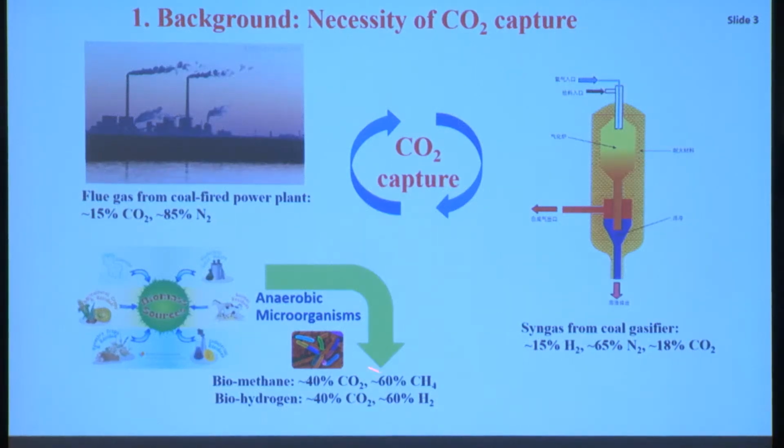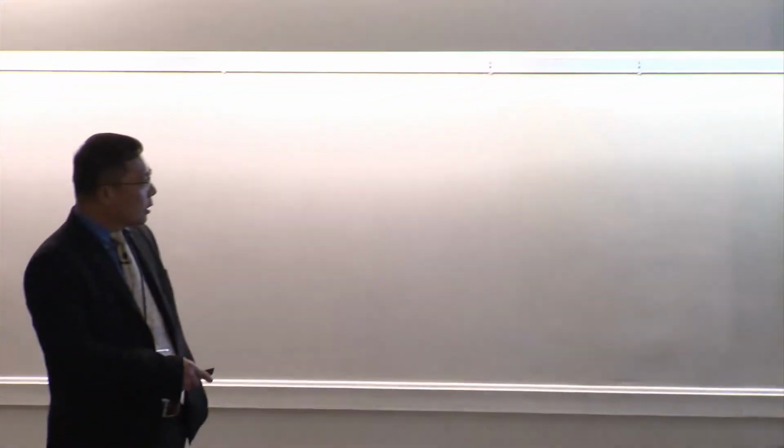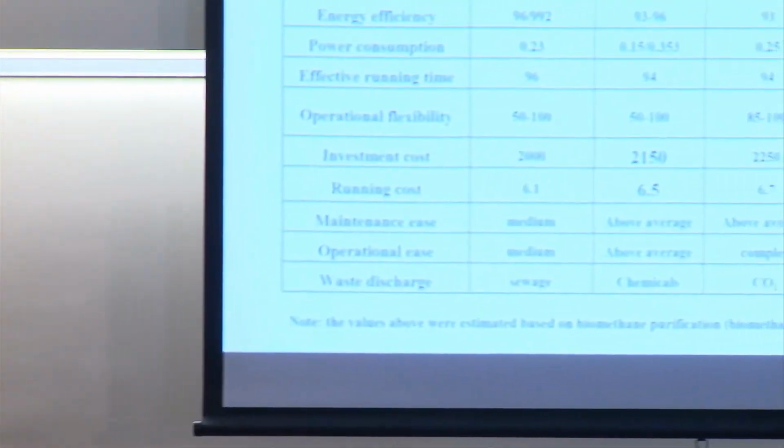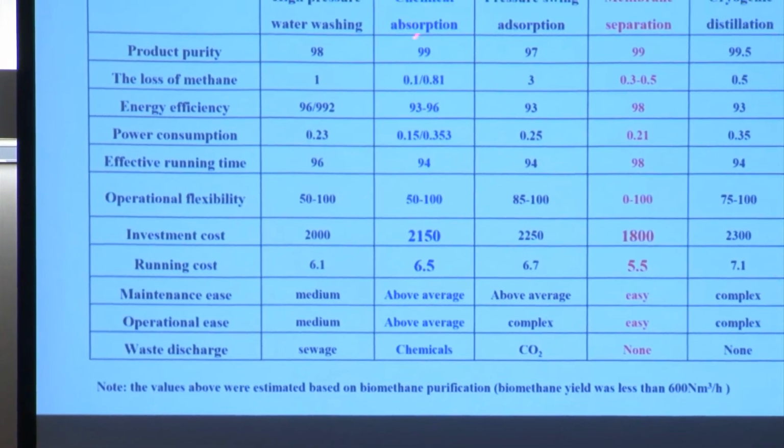The CO2 concentration in the biomethane or biohydrogen is about 40%. So it is necessary to capture the CO2 with some porous materials. There are several CO2 separation technologies, such as high pressure water washing, chemical absorption, and others. So we compare the membrane separation with the chemical absorption.